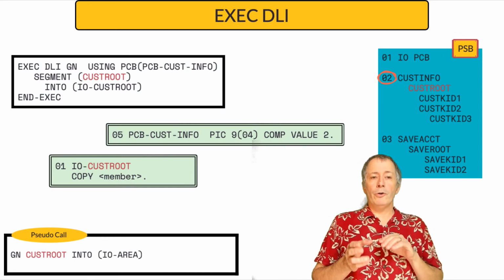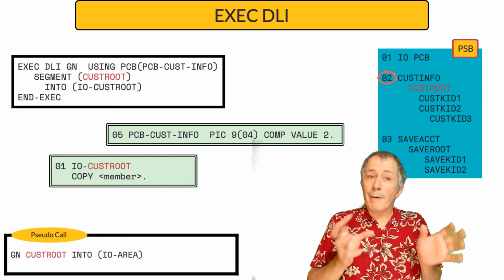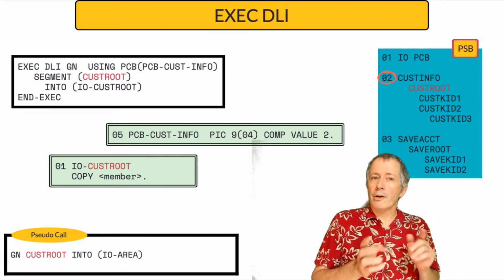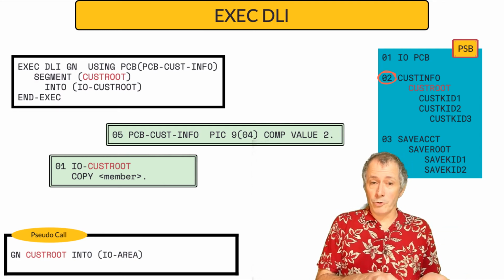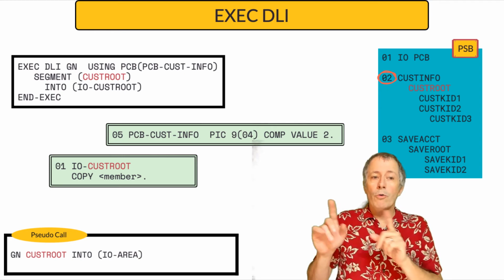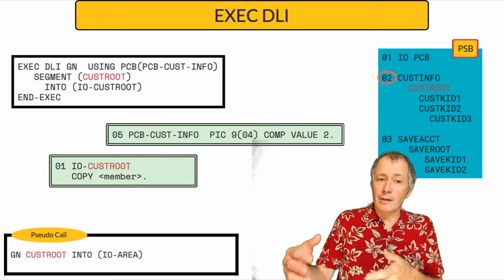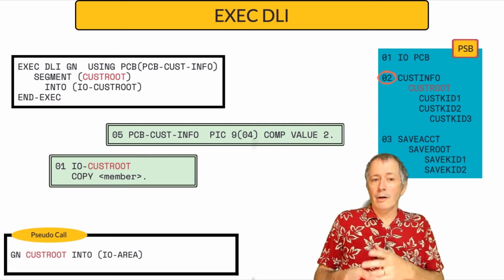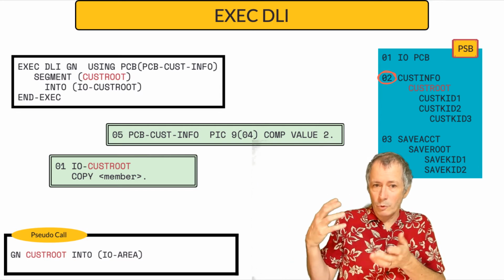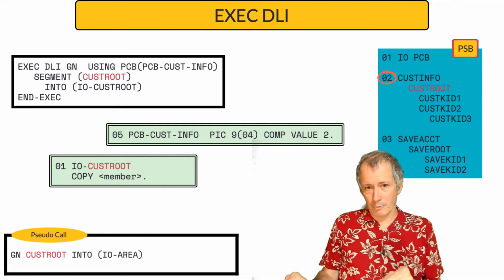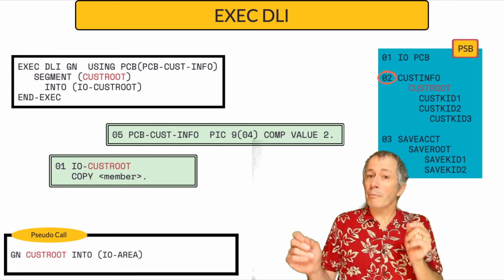This slide shows EXEC DLI, or command level. A quick note about EXEC DLI. It's not owned by the IMS group at IBM. It is owned by the CICS group. So EXEC DLI can be used in an online CICS program, and it can be used in a batch program. Yes, it's also allowed in a batch program.